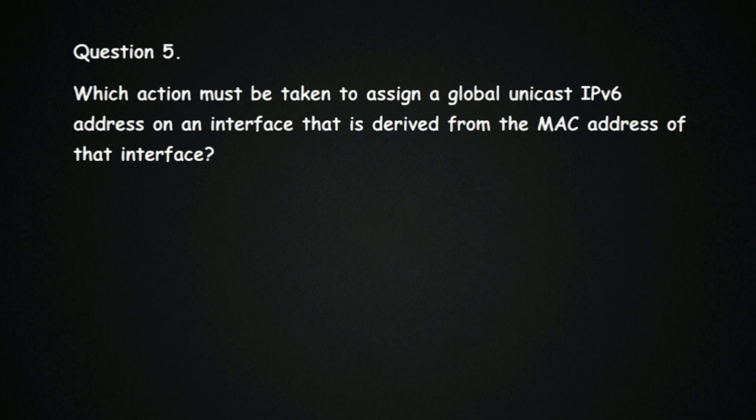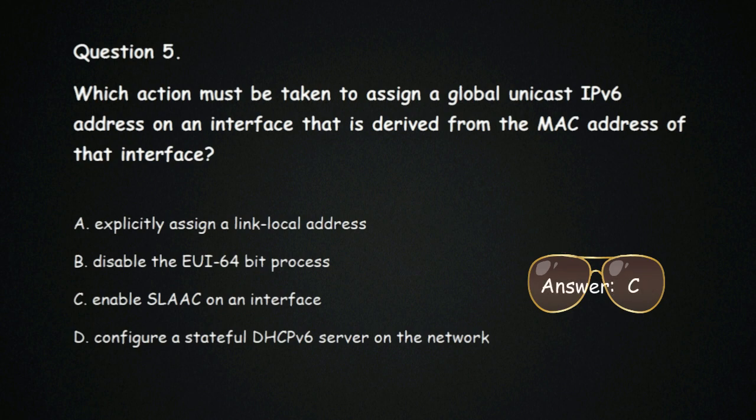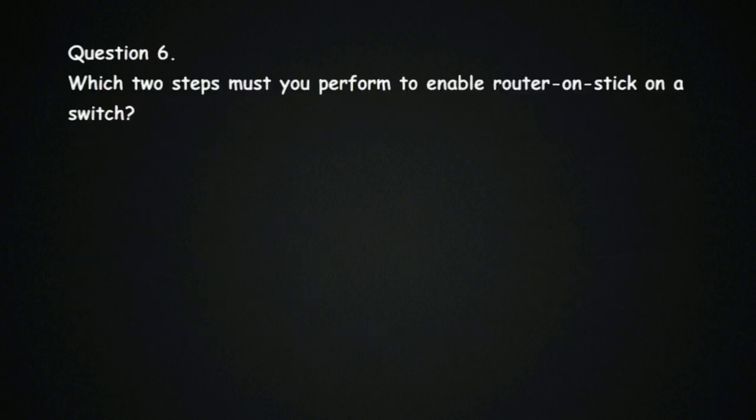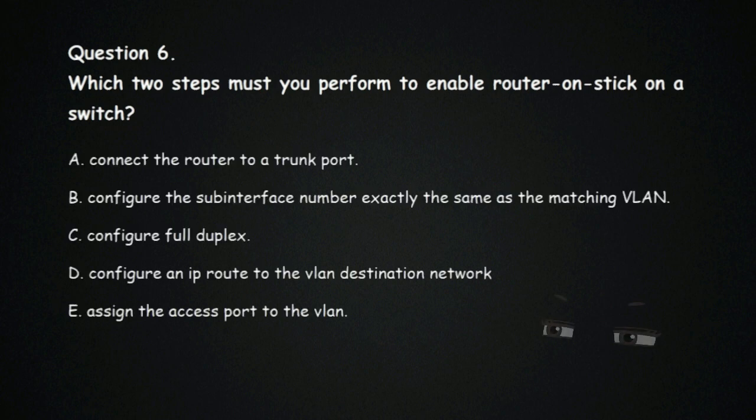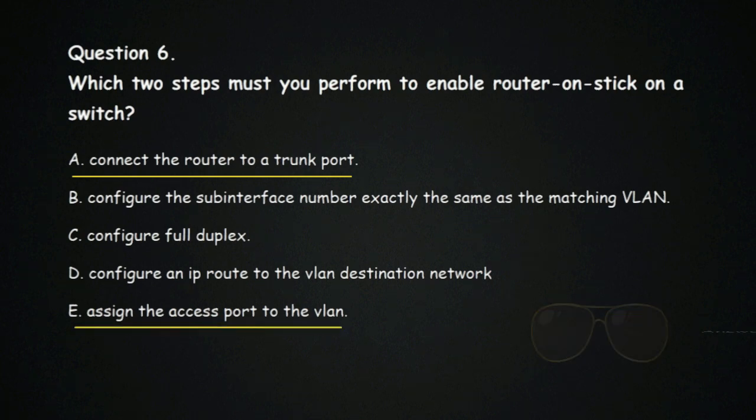Question 5. Which action must be taken to assign a global unicast IPv6 address on an interface that is derived from the MAC address of that interface? Answer is C. Question 6. Which two steps must you perform to enable router on a stick on a switch? Answer is A. Connect the router to a trunk port. E. Assign the access port to the VLAN.